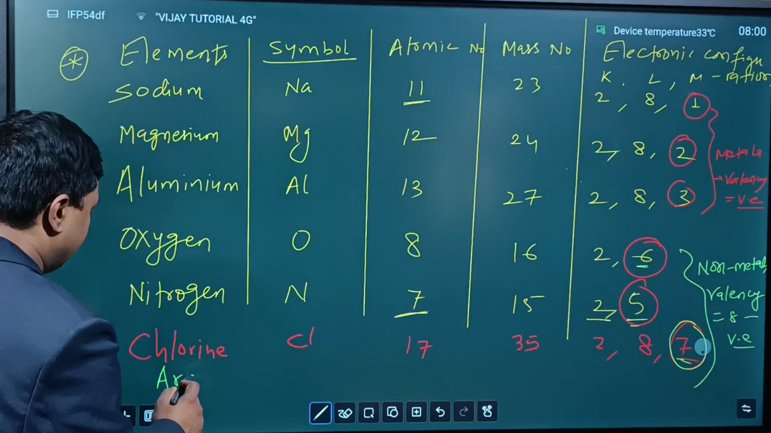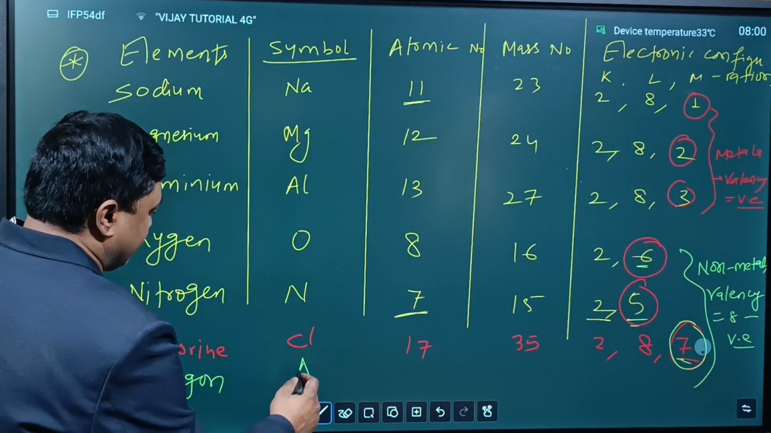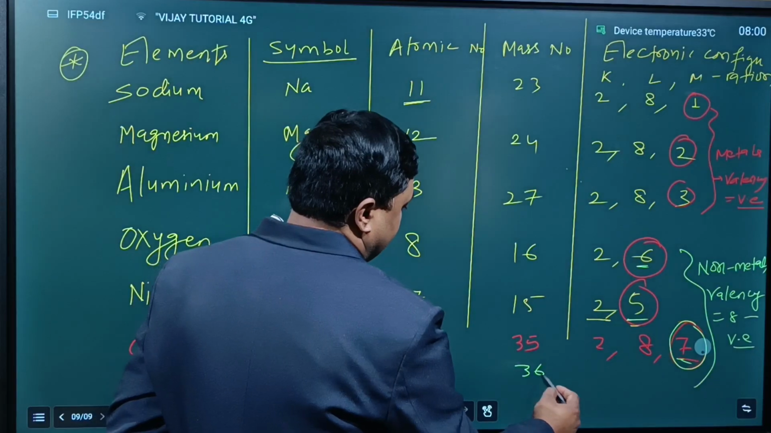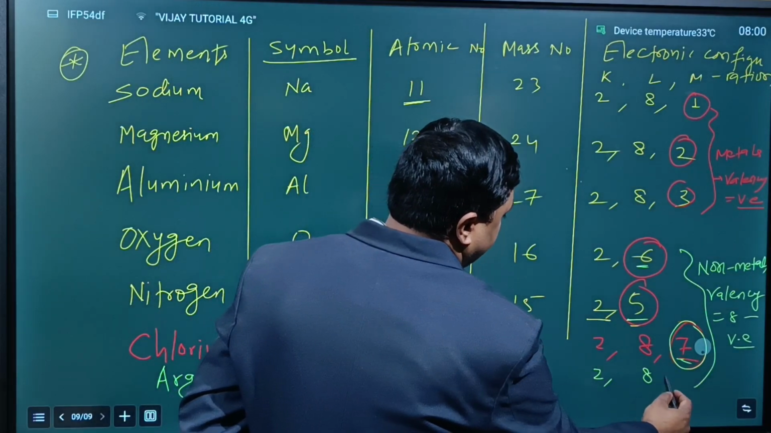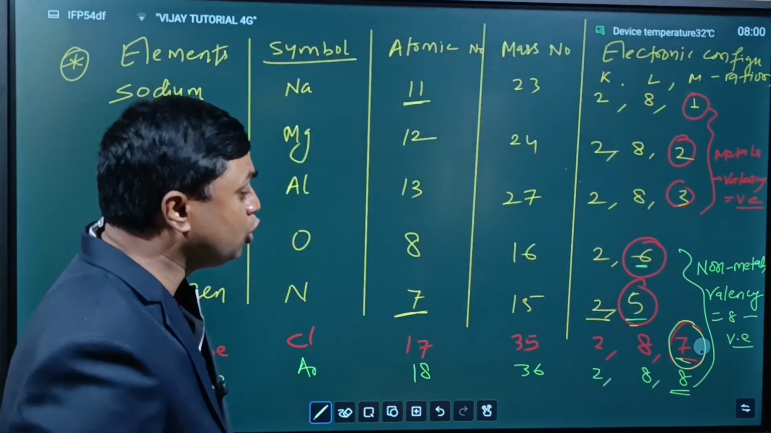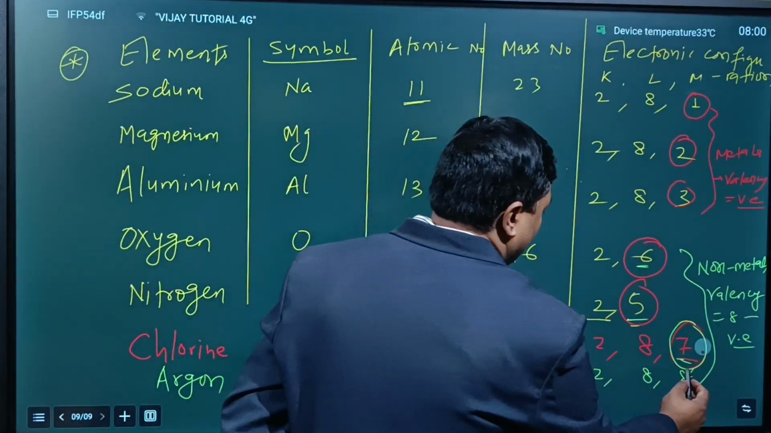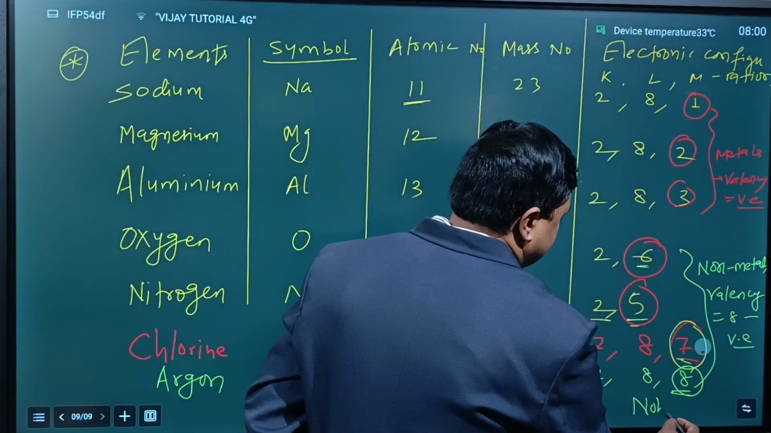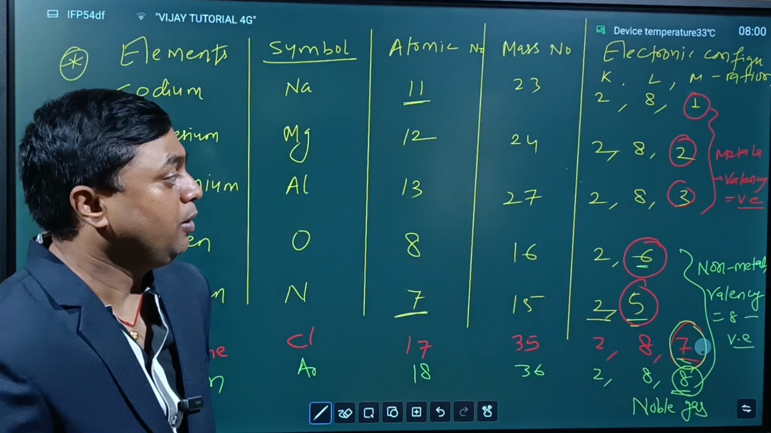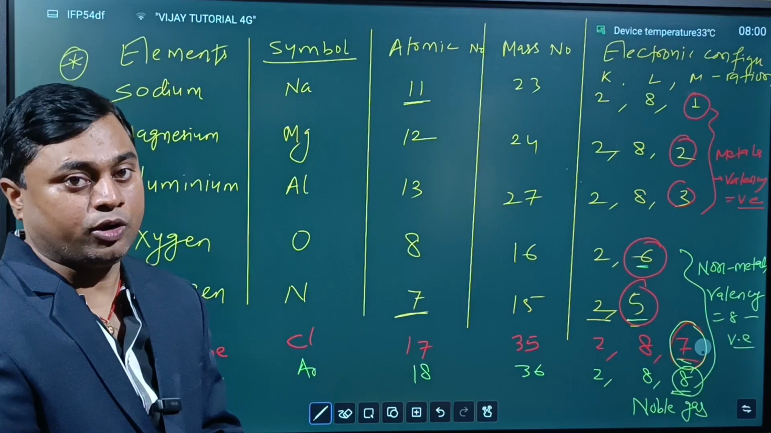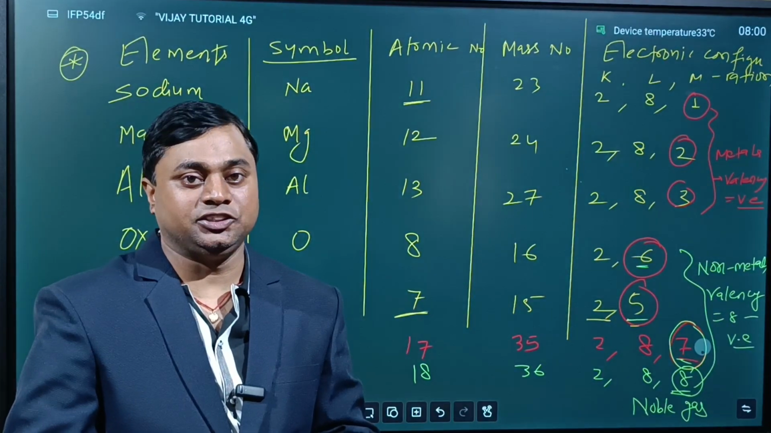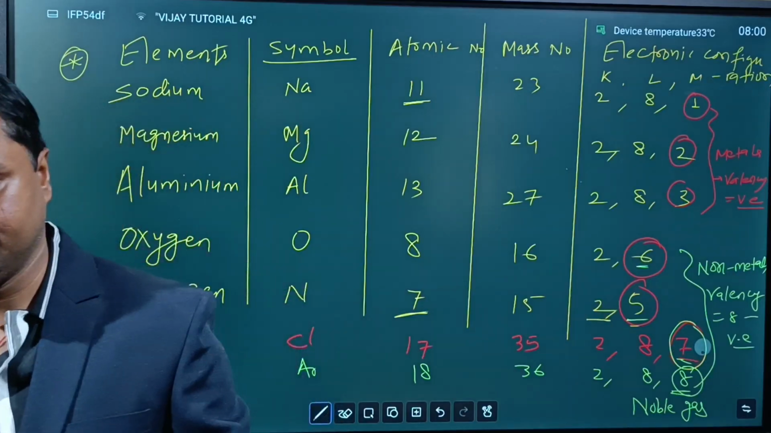Let's talk about argon. Argon symbol is Ar. Atomic number 18, mass number 36, electronic configuration 2, 8, 8. If the valence electron is 8, then it belongs to noble gas, or inert gas, and the valency is 0. Please make a note of this, very very important. What is valency? The combining capacity of an atom is called valency. Please make a note of this.